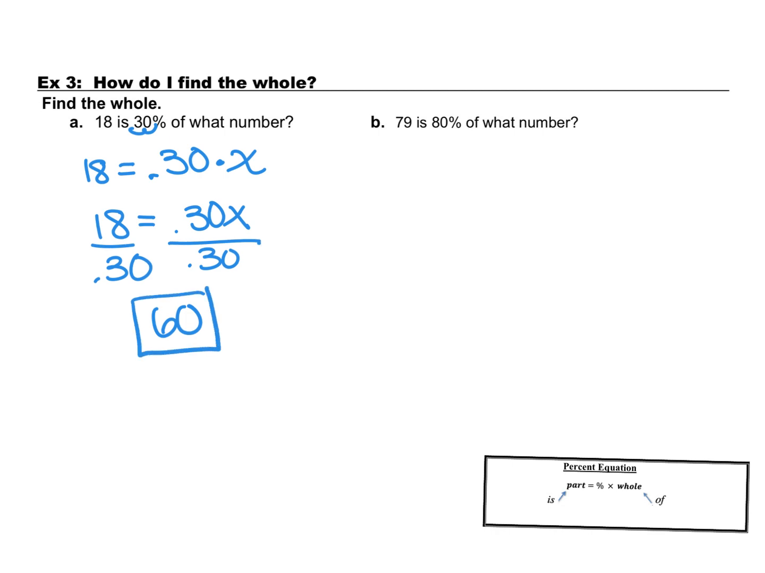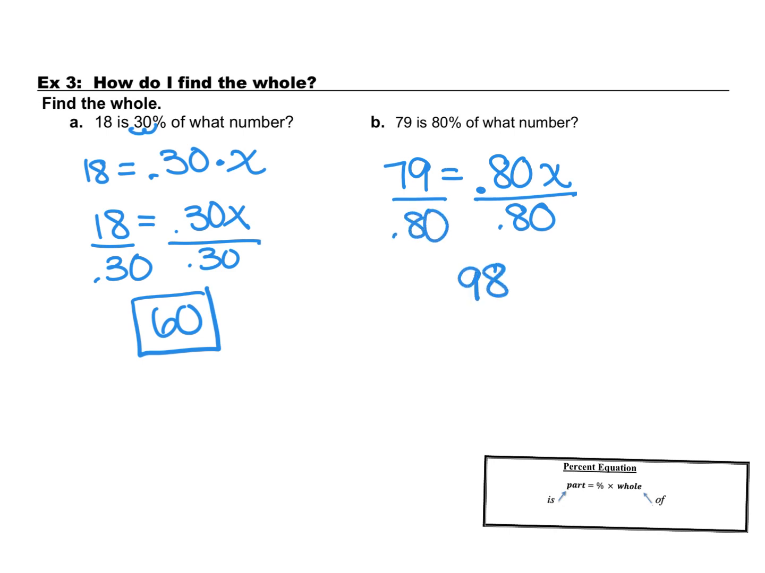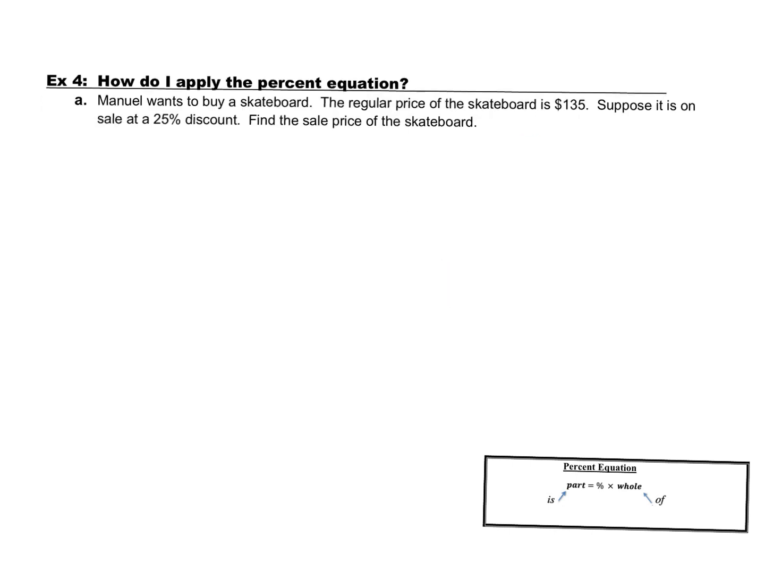All right, the next one says 79 is 80%, and again, we're going to represent that as a decimal of what number? So of meaning times, so I'm just going to times x. Then we're going to isolate the variable by dividing by 0.80, and we get 98.75. So 79 is 80% of 98.75.